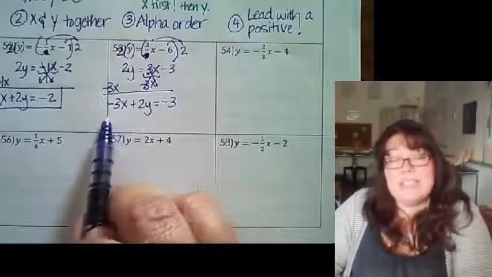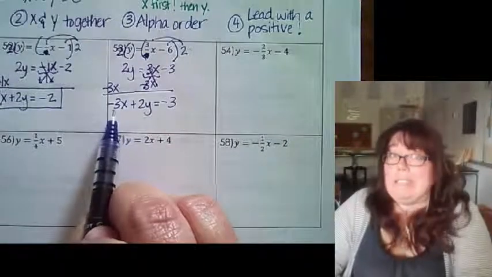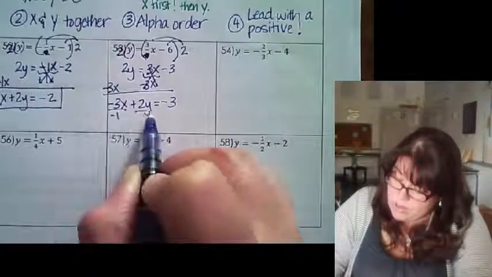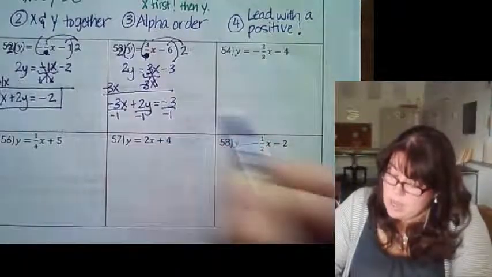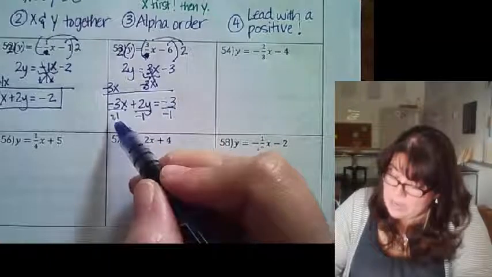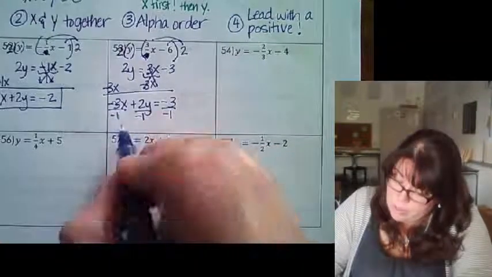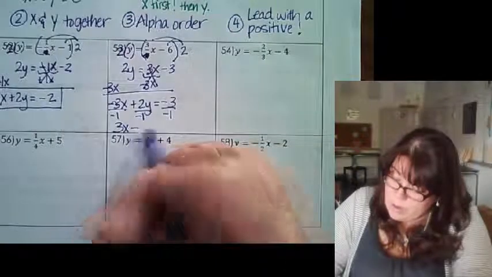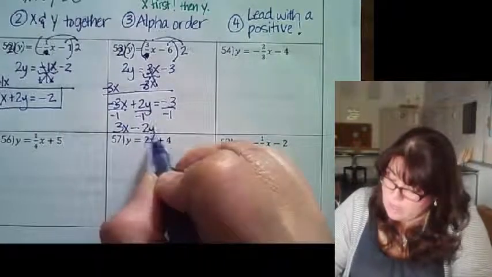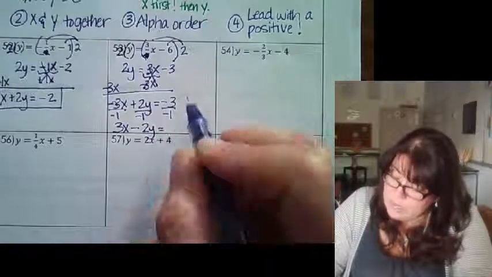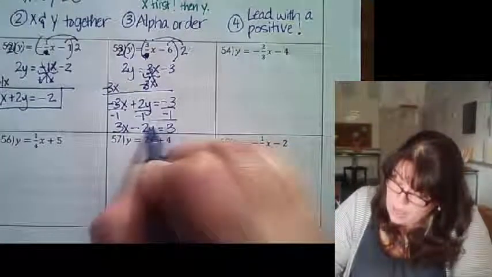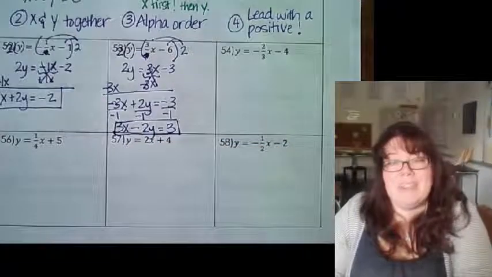Now, check to see that you're leading with a positive. We're not in this case. So we divide by -1. Negative divided by negative is a positive, and 3 divided by 1 is 3. Positive divided by negative is a negative. 2 divided by 1 is 2, and the y comes along. Equals negative divided by negative is a positive. 3 divided by 1 is 3. And there we go. I have my standard form.